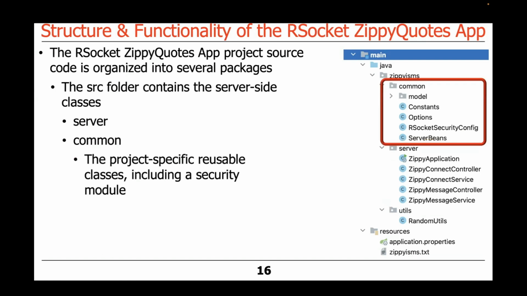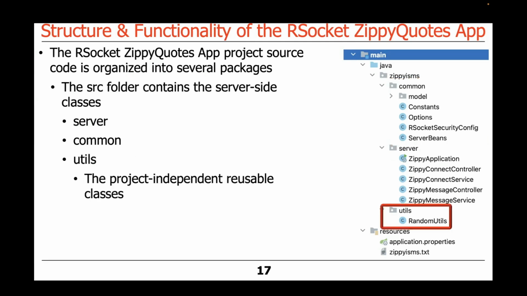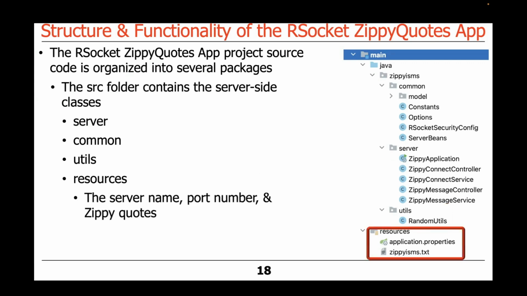There's a common folder that includes the reusable project-specific classes, including a security module, which you could tailor to your own needs if you wanted to. There's the utils directory, which just has a very simple class in here that generates random numbers. We've seen this before. And then finally, we also have the resources folder that contains the server name and the port number it listens on, and the ZippyQuotes, the database of 600 plus ZippyQuotes.